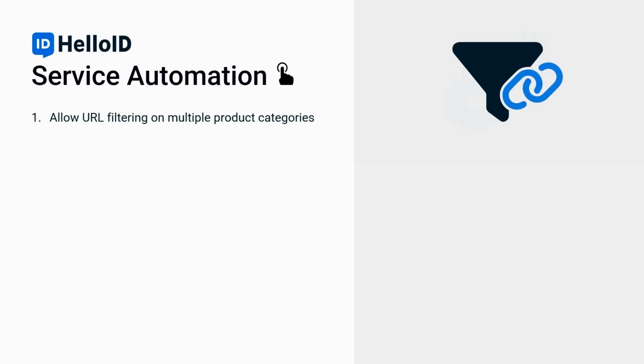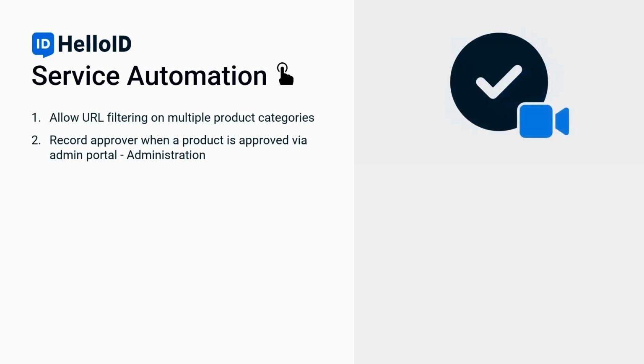With this new feature, you will be able to navigate to a filtered product overview based on one or multiple product categories using a specific URL. You can use this URL for other applications such as Topdesk or other internet web pages to navigate to a filtered HelloID product overview.